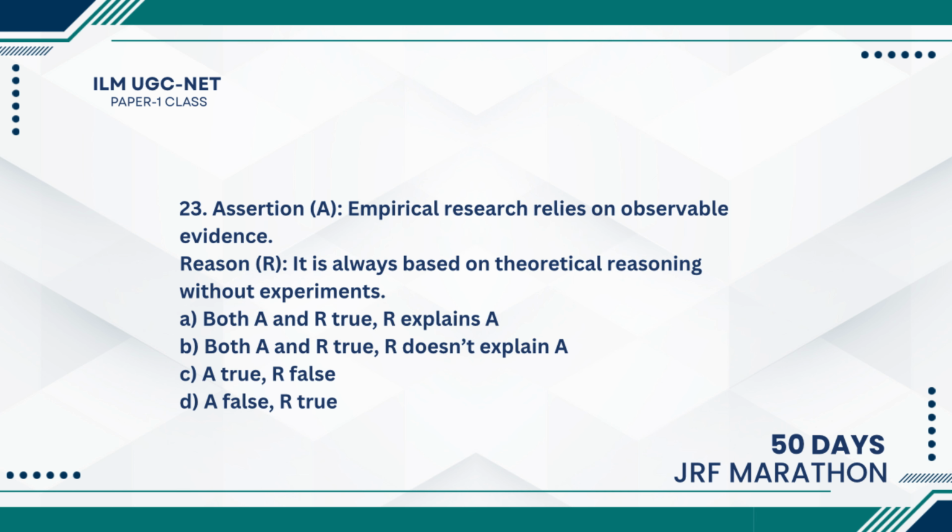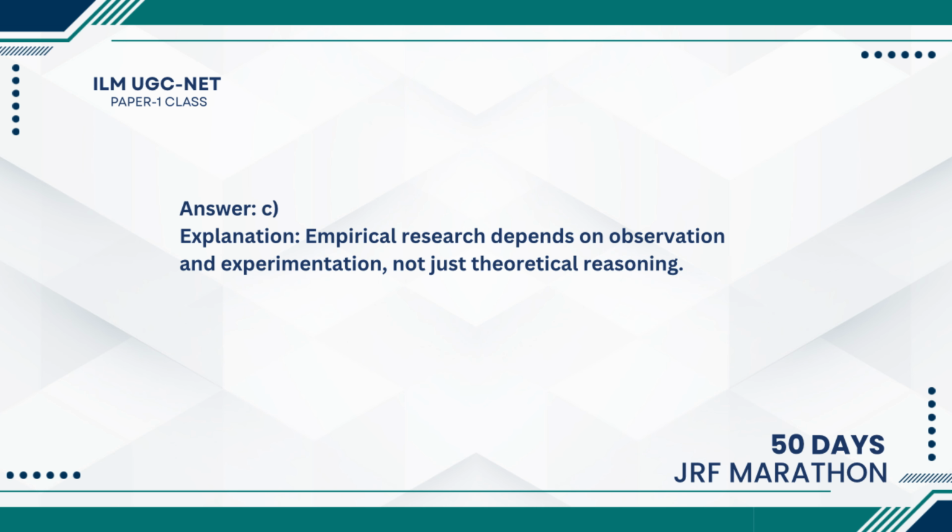Now question number 23, assertion reason type of question. Assertion: empirical research relies on observable evidences, and reason: it is always based on theoretical reasoning without experiment. So empirical research always depends on observations and experiment, but it's not just theoretical reasoning. So here the first statement is true and the second statement is false. So that will be option C, A true and R false.